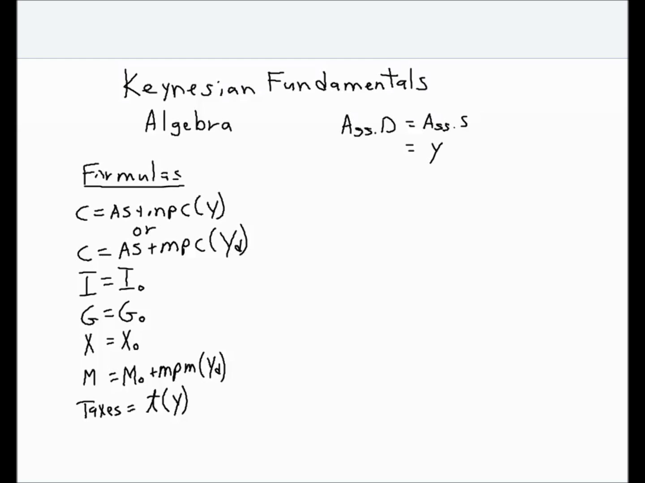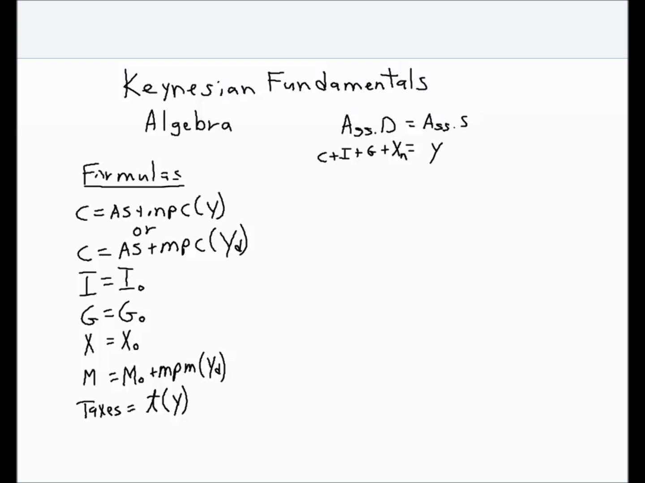And then the next thing to remember is aggregate demand can be broken into its four components, which are C plus I plus G plus net exports. I don't think I've given you that symbol yet. The symbol for net exports is X sub n. So that's kind of the setup for solving a Keynesian problem using algebra. That is C plus I plus G plus Xn equals Y.